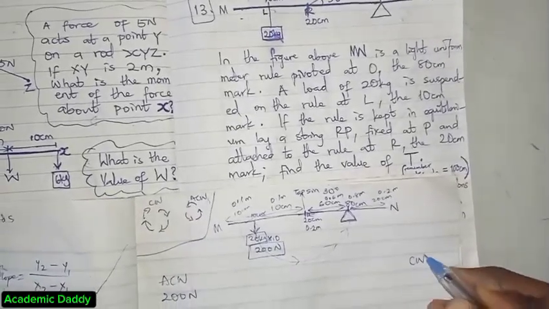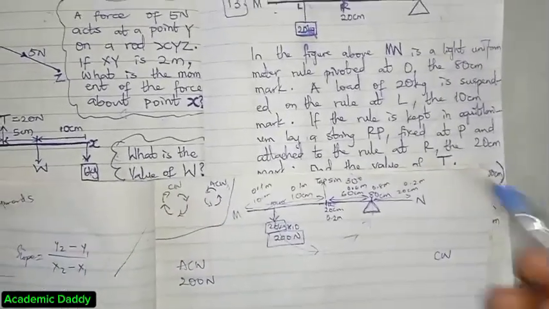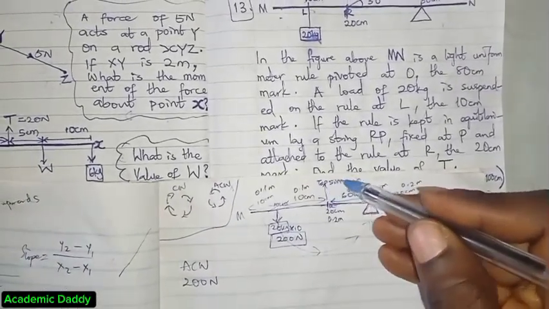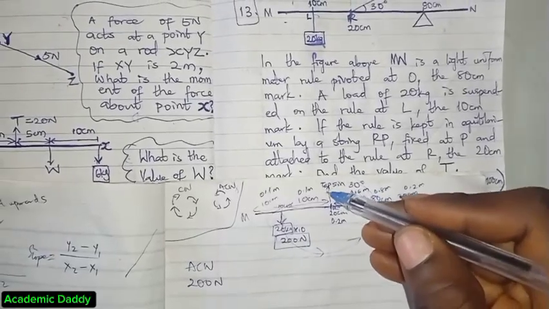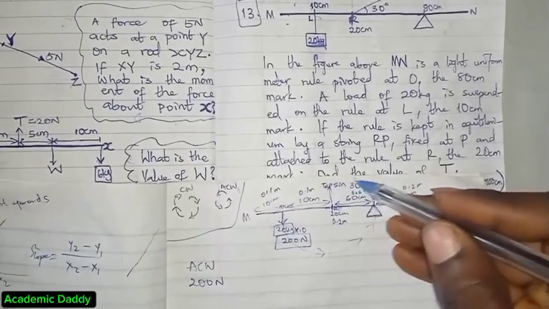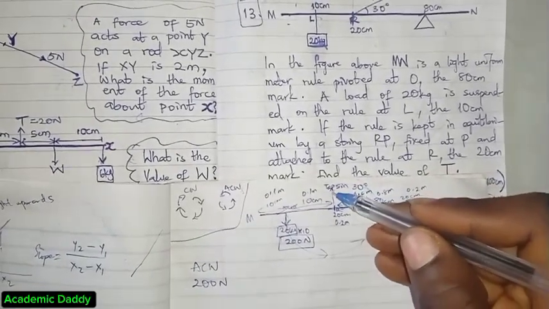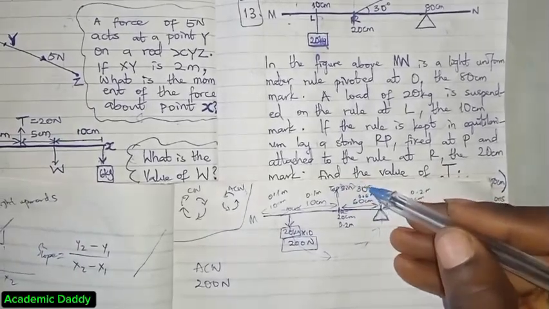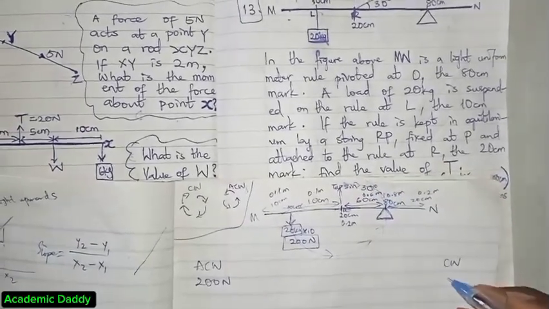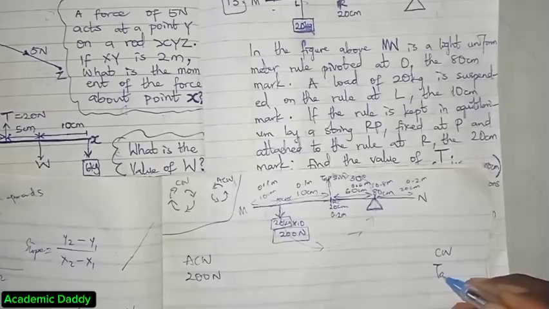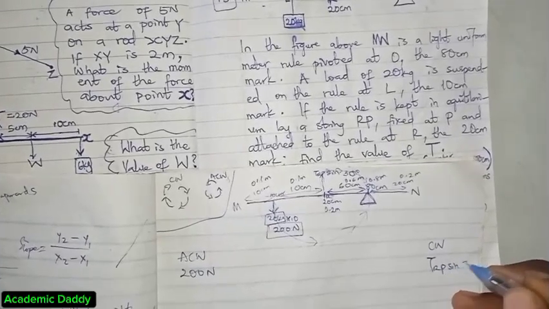And for my clockwise force, let me check. If this one is directed towards this pivot, this force goes so that it will be moving in this direction, and this is the direction of clockwise. So I have TRP sine 30 degrees clockwise.